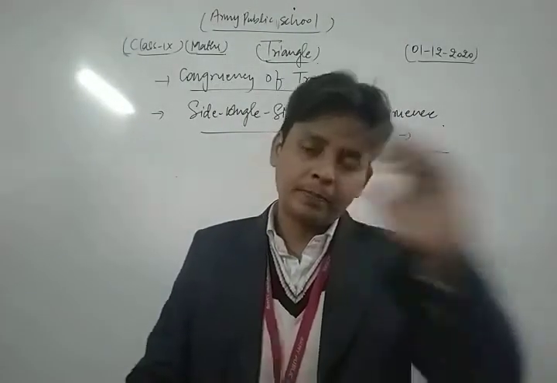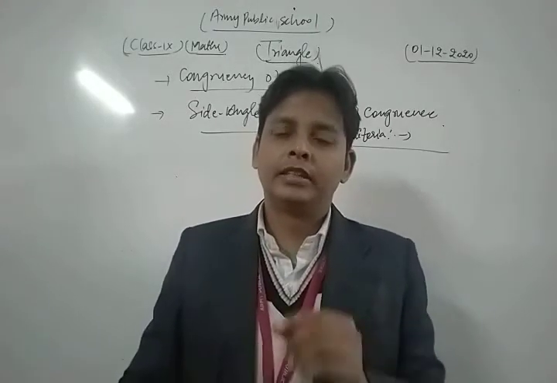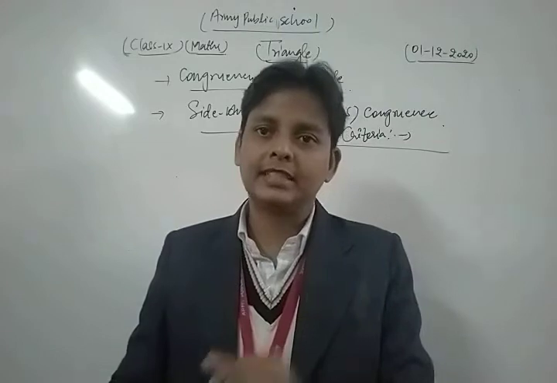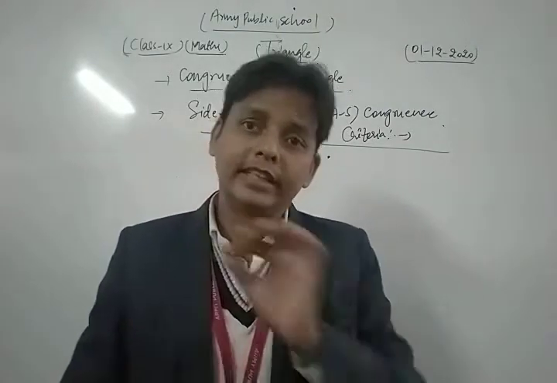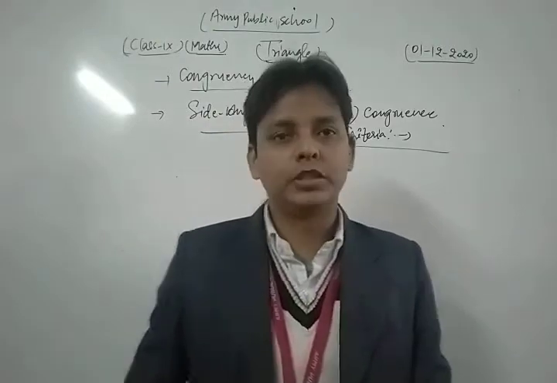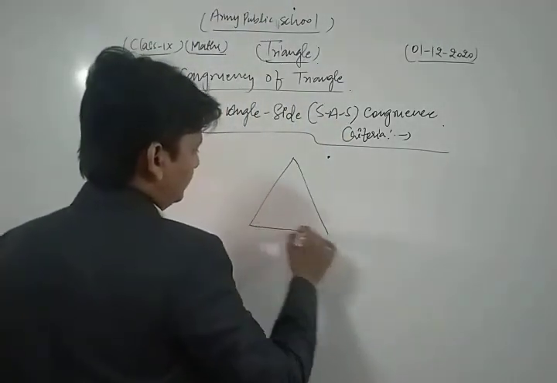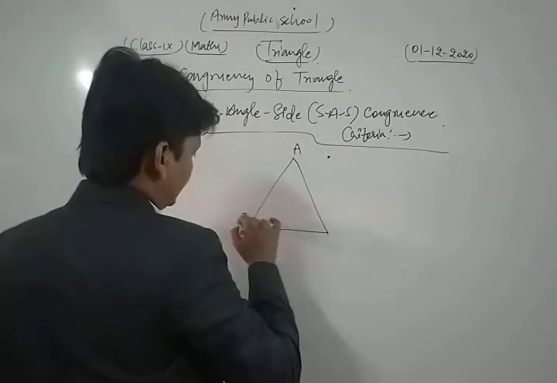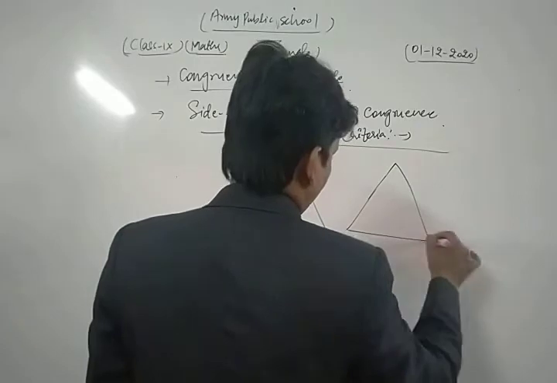Dear friends, if in two triangles two corresponding sides and the angle included between them are equal, then the triangles are said to be congruent to each other. In this way, suppose we form two triangles, triangle ABC and triangle PQR.